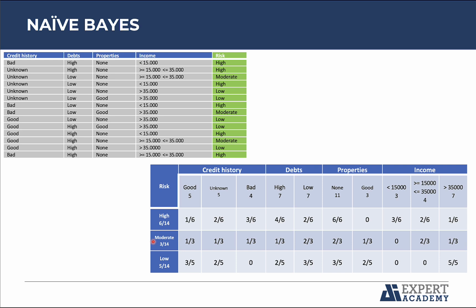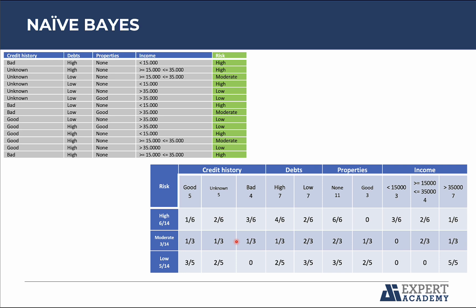Then we need the probabilities for risk moderate, credit history good, unknown, bad, risk low and good, low and unknown, low, and bad. And we keep the same for the other attributes. Again, if you want, you can pause the video and check all the values. This is the learning process of Naïve Bayes algorithm. You send the historical data and a probability table is built.